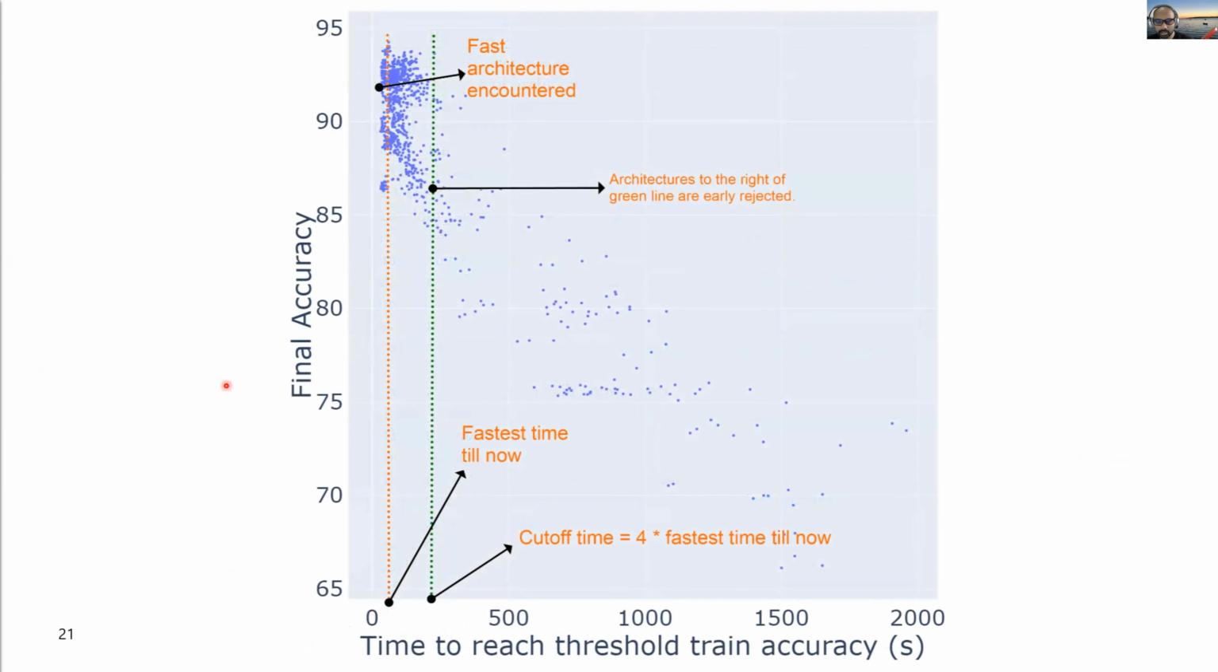And this is just showing in a picture that if I encounter one of these architectures, my fastest time will be whatever this time is. Then let's say I set some tolerance, okay, I'm going to keep 4 or 5 times, so the cutoff time is 4 times the fastest till now. And any architecture which, the moment it takes more than this much time, I will get rid of them during my random search. I will not spend time evaluating them. I don't even need their final scores. I know that they are going to be somewhere here, and we can early reject them.